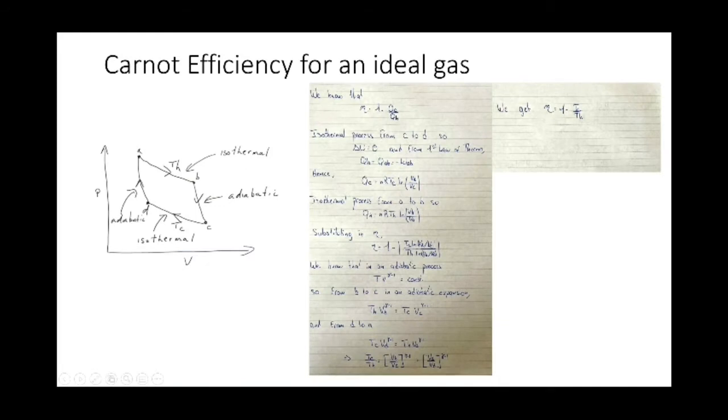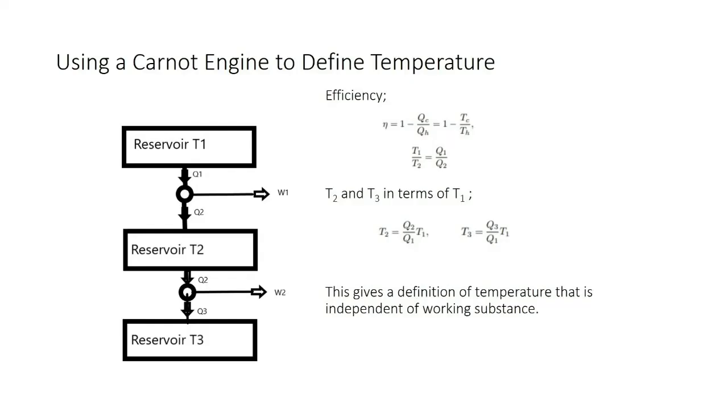Now we can talk about the Carnot efficiency for an ideal gas, and we will refer to the PV diagram. According to the calculations, the efficiency η is equal to 1 minus Tc over Th. To define temperature from the Carnot engine, we can consider a string of connected Carnot engines like the one shown here. Efficiency is given by the first equation. From the efficiency, we have the relationship T1 over T2 is equal to Q1 over Q2, and T2 and T3 are given in terms of T1. This gives a definition of temperature that is independent of working substance.